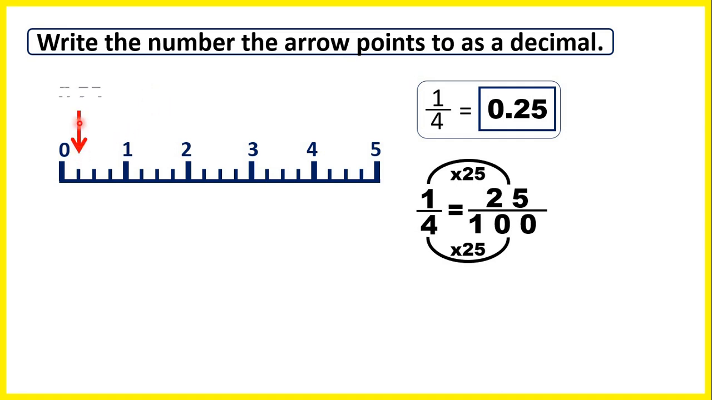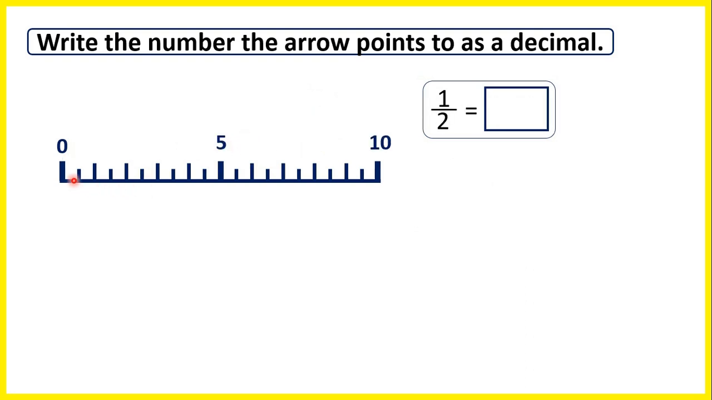So here the arrow is pointing to 0.25 because that's just 1/4 after 0, and 1/4 is 0.25. Now the arrow is pointing to 2.75 because it's after 2, and it's 3/4 after 2, and 3/4 is 75 hundredths, so 0.75. Finally, we have 4 and 1/4, so that's 4.25.